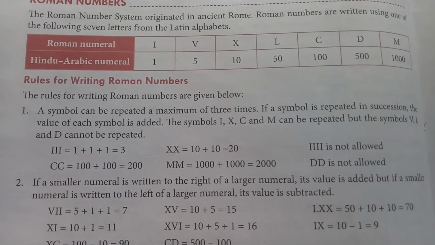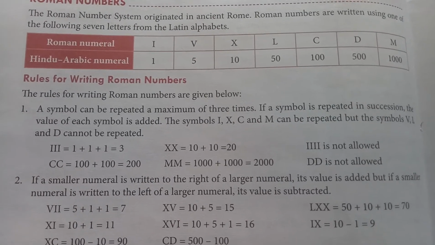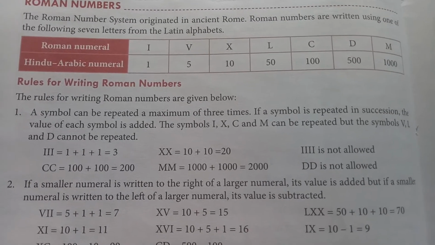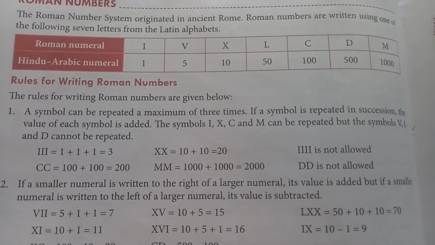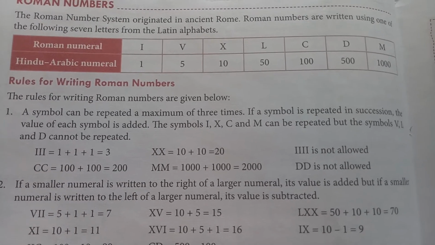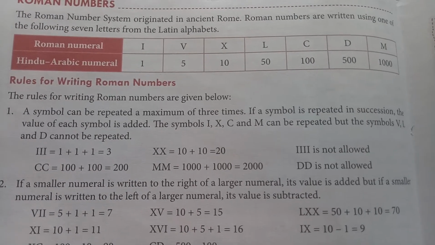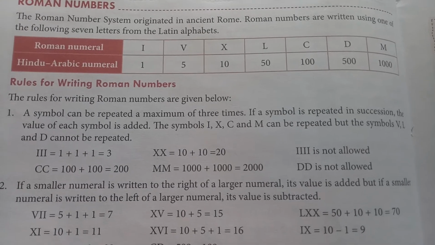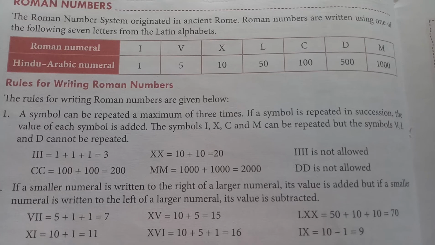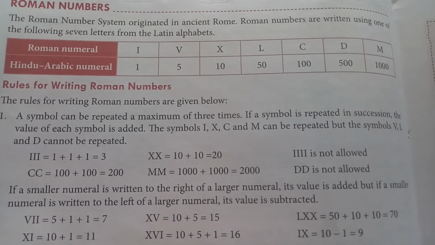For example, III means 1 plus 1 plus 1 is equal to 3. Similarly, XX, that is 10 plus 10 is equal to 20. Further example, CC is equal to 100 plus 100 becomes 200.